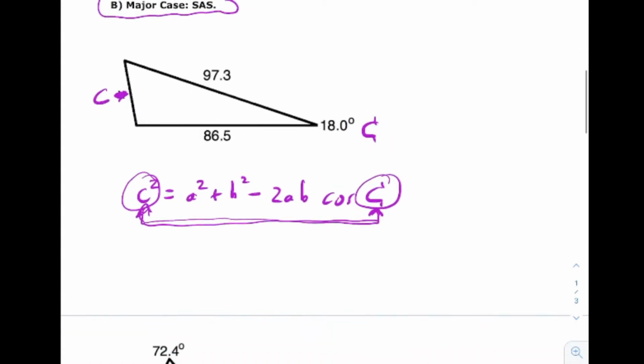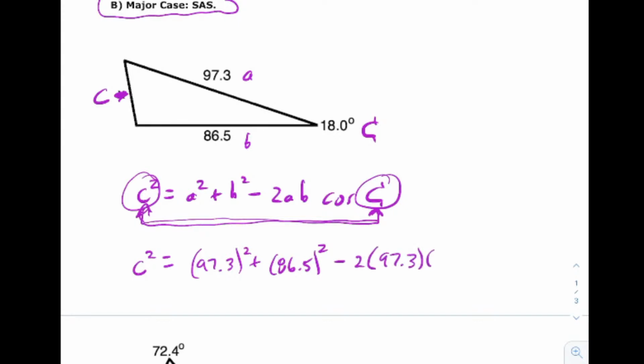So here we go. That's my C, that's my angle C. Again, they're across from each other. The A and the B, it doesn't really matter which is which. Just call one A, call one B. And then here we go. C squared equals, take my A, which is 97.3, and square it. Take my B, which is 86.5, and square it. Minus 2 times my A, 97.3, times my B, 86.5, and then times the cosine of that angle there, the angle across from side C again, which is 18.0 degrees.